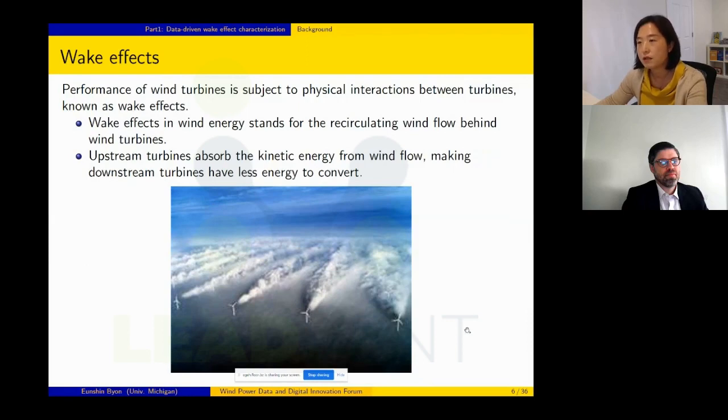Basically, the performance of wind turbines is subject to physical interactions between turbines. Here, the wake effects in wind energy stand for recirculating wind flow behind wind turbines. So when wind blows, say, south to north, the upstream turbines absorb the kinetic energy from the wind, and the downstream turbines do not have strong energy to convert. So the downstream turbines usually generate less power compared to the upstream turbines. Also, the blade rotation of the upstream turbines generates additional turbulence, which distorts the wind, so the downstream turbines face increased turbulence.